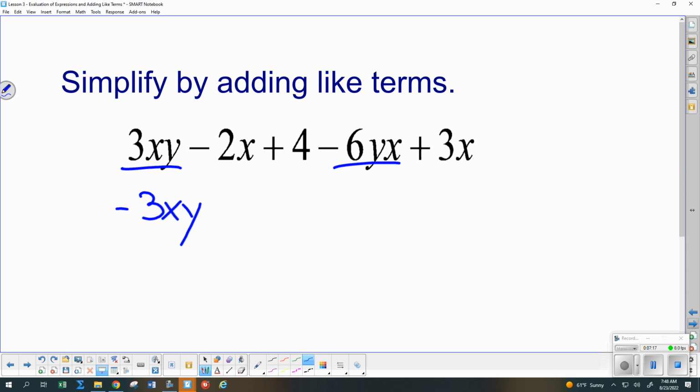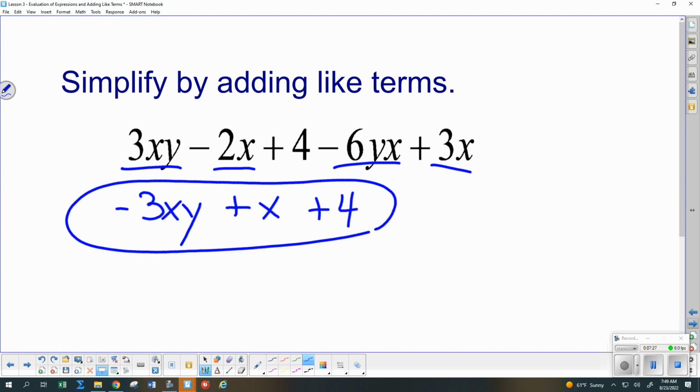Just a 1x. So we just write a plus x. And we've used those. That also leaves us a plus 4. Nothing else left, so we can't combine it with anything. And we have added our like terms there.